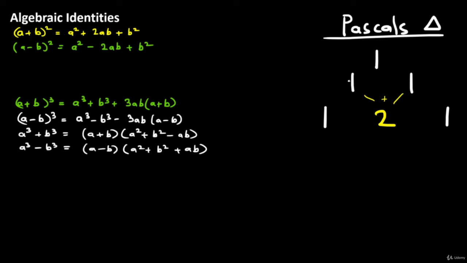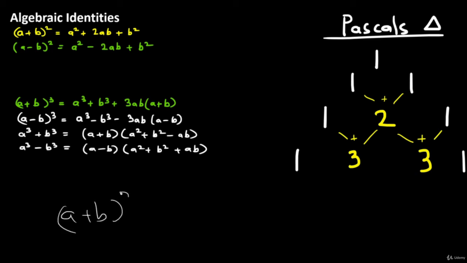All right, the next row also will have 1 and 1 at the ends, and this term would be 1 plus 2, which is 3, and this term is 2 plus 1, which is 3. All right, now an important thing to remember is a plus b the whole square will have 2 plus 1, that is 3 terms in its expansion.